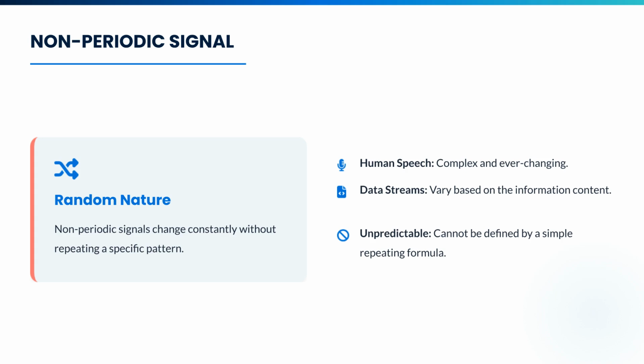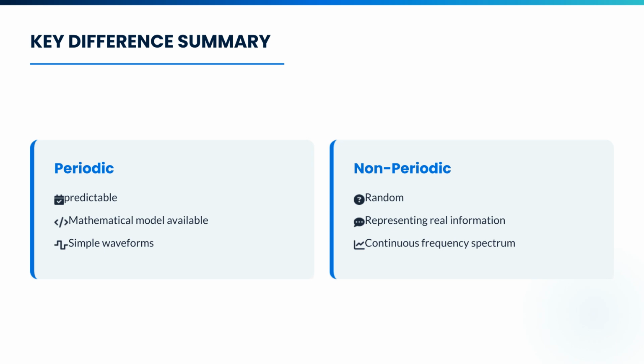They represent real information like human speech and data streams, and are unpredictable because they cannot be defined by a simple repeating formula. In summary, periodic signals are predictable, have a mathematical model, and are simple waveforms. Non-periodic signals are random, represent real information, and have a continuous frequency spectrum.